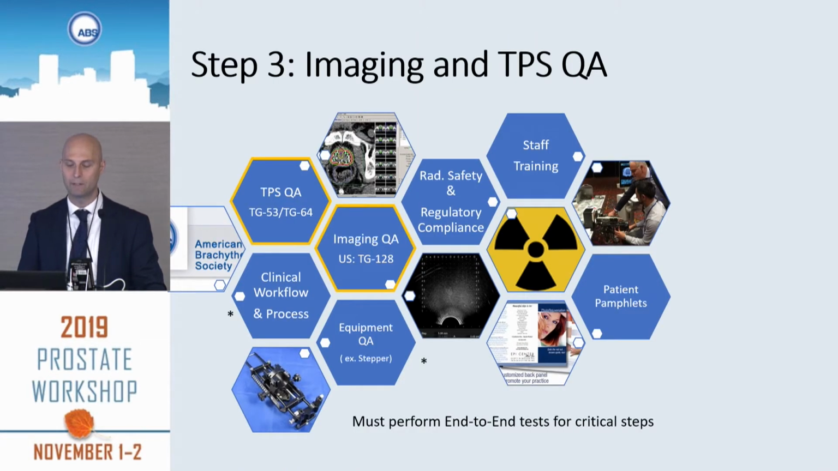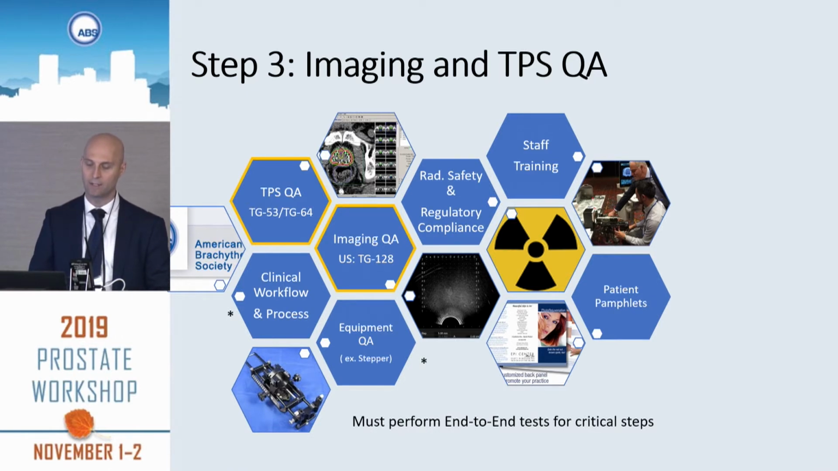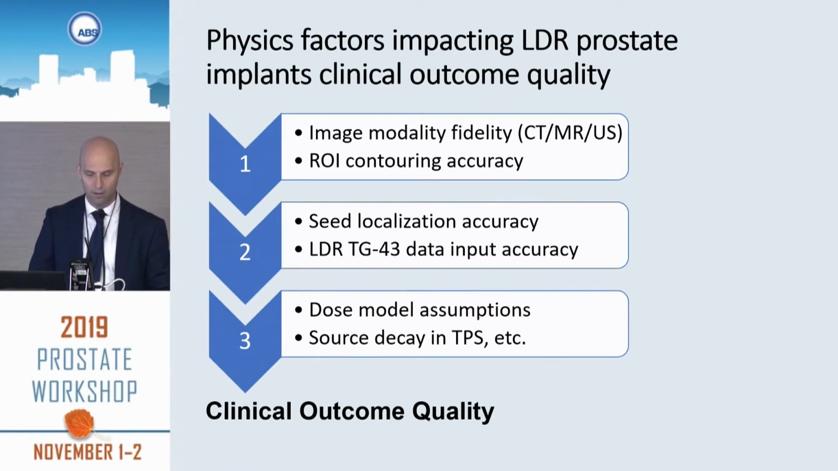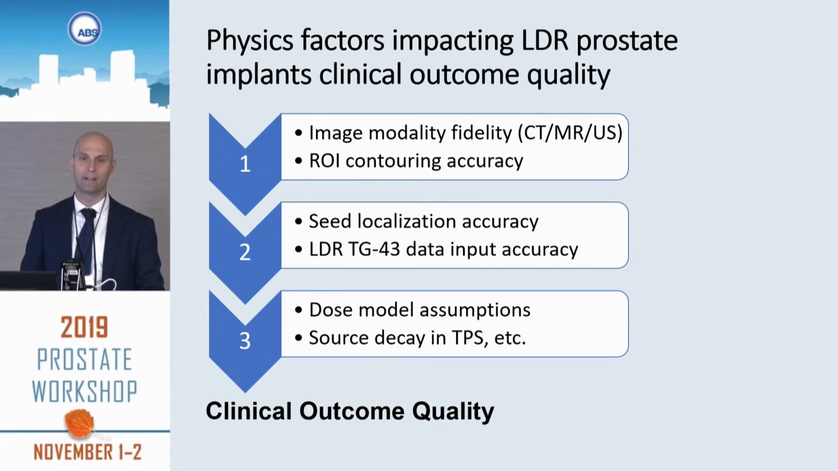Imaging and treatment planning system QA is the next step. And there are these physics factors we highlight that impact your LDR prostate implant clinical quality. You have to have imaging modality fidelity. If you've got bad images, you're going to get a bad implant. And your contouring accuracy is also imperative. Next, you have to localize the seeds accurately, and you need accurate data.